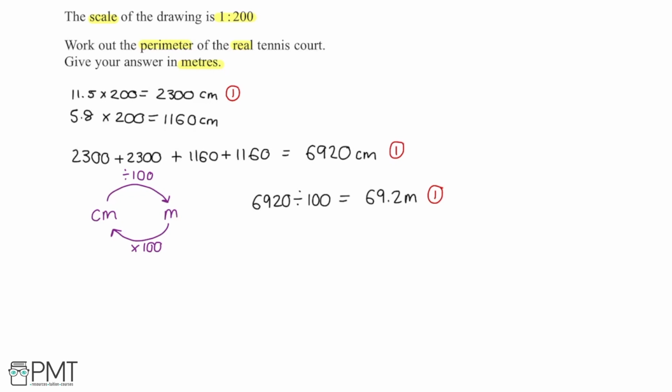And then the final mark is for an answer. Our answer was 69.2 metres. However, any answer in the range of 67.6 to 70.8, which is just allowing for the variation in measurements at the start, is going to get you that final mark there. So that's how the 5 marks for this question were all awarded. They were quite easy to pick up as long as you worked through the question systematically and remembered to convert back into metres at the end.